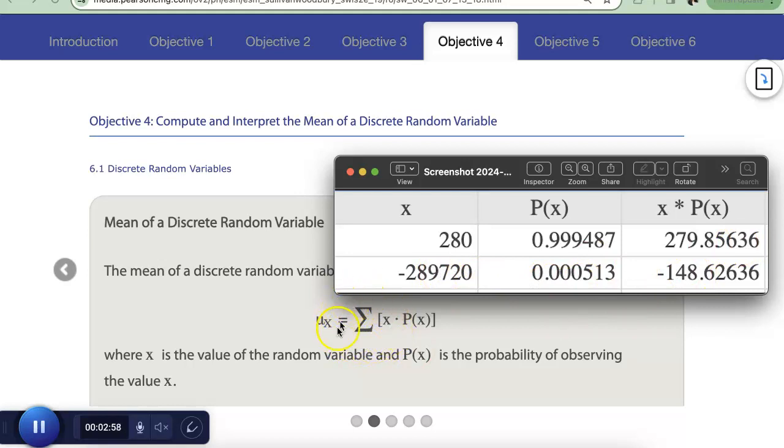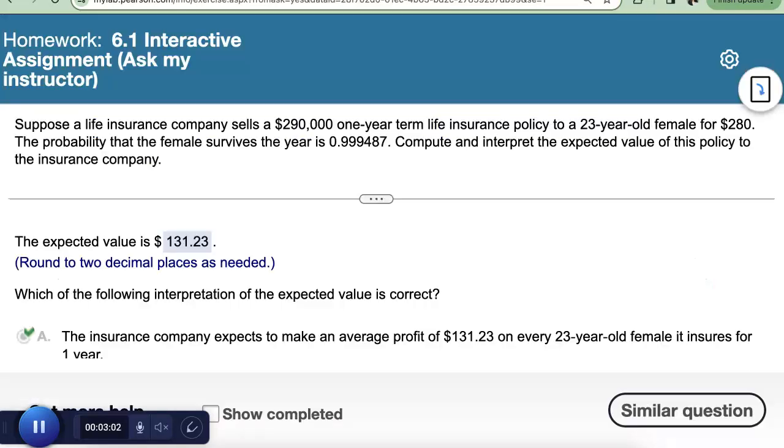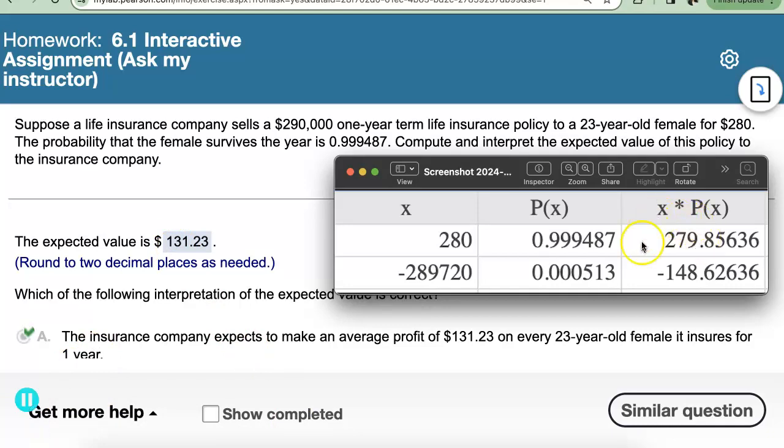That's what this symbol, the sigma symbol, is telling us. So if we add up those values, that's how we will arrive at 131.23. So let me show that one more time. What I'm referencing here is add up these products that we see from our table, and that helps us arrive at this expected value of 131.23.